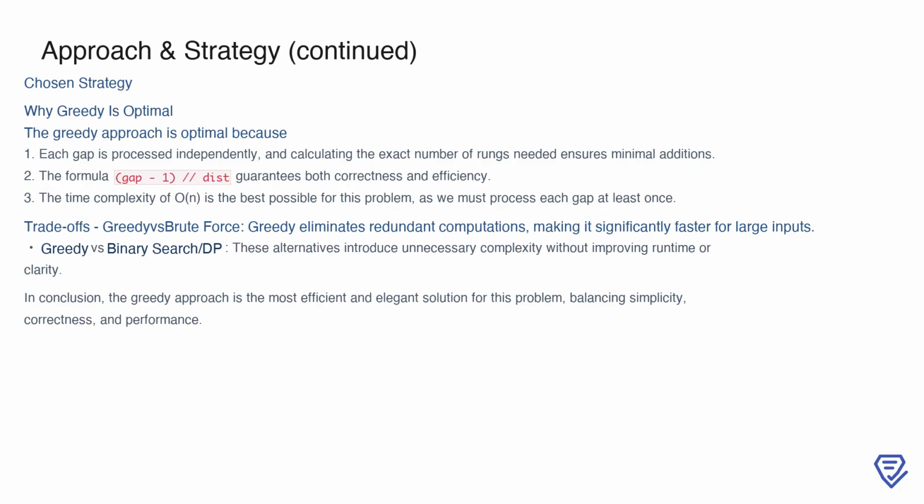Additionally, with a time complexity of O(n), this method achieves the best possible performance since each gap must be processed at least once. When we compare greedy to the brute force approach, greedy eliminates redundant calculations, making it significantly faster for larger inputs. Similarly, alternatives like binary search or dynamic programming add unnecessary complexity without yielding better results. In summary, the greedy approach strikes the perfect balance between simplicity, correctness, and performance, making it the most efficient and elegant solution for the problem.